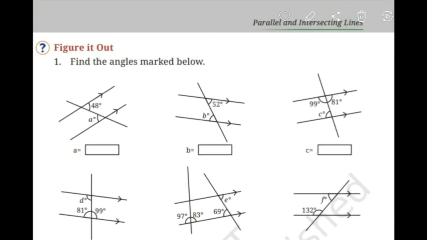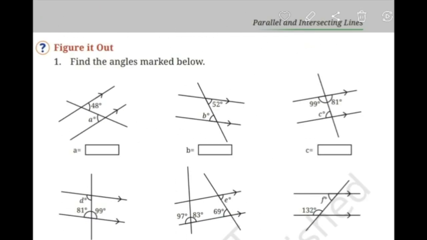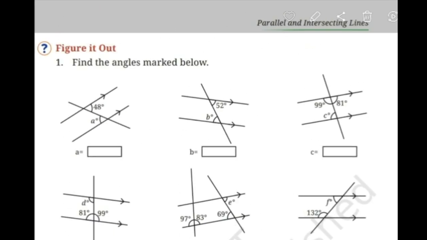So today we are going to discuss this Figure It Out that is on page number 123. So here in question number 1, you have to find the angles marked below.